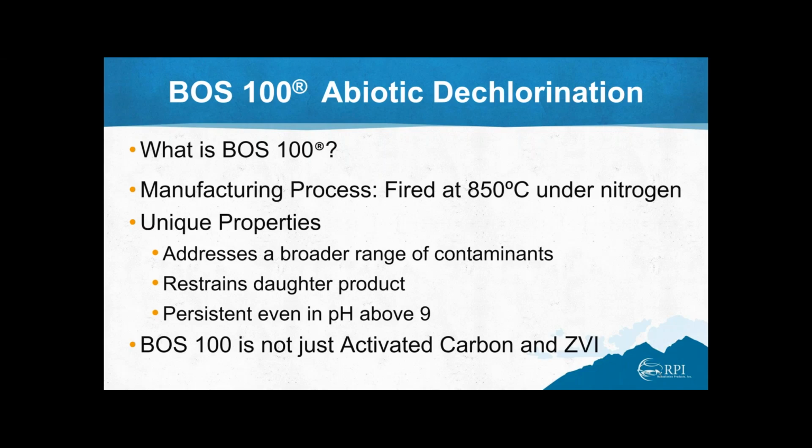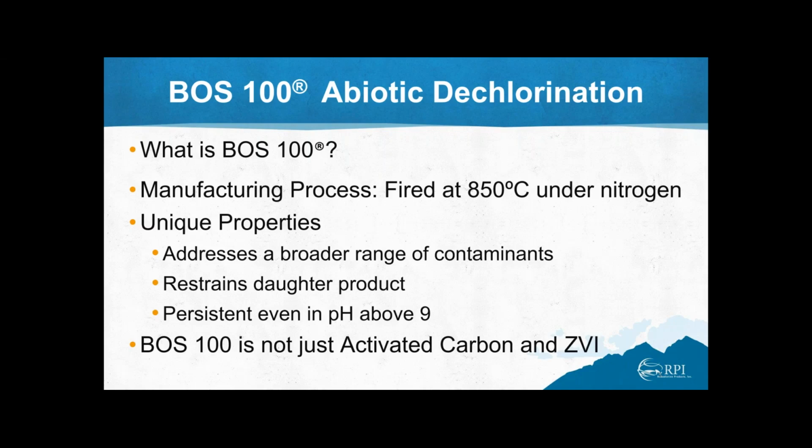And again, most abiotic pathways are not going to produce very many daughters, but once you get into the subsurface, you will see those daughters, not just from this pathway, but from competing pathways. But nevertheless, it restrains daughter products. It persists even at pHs above 9. So what you'll find with ZVI is they tend to like the more acidic pHs, but as you go up, the ZVI doesn't like those pHs as well.